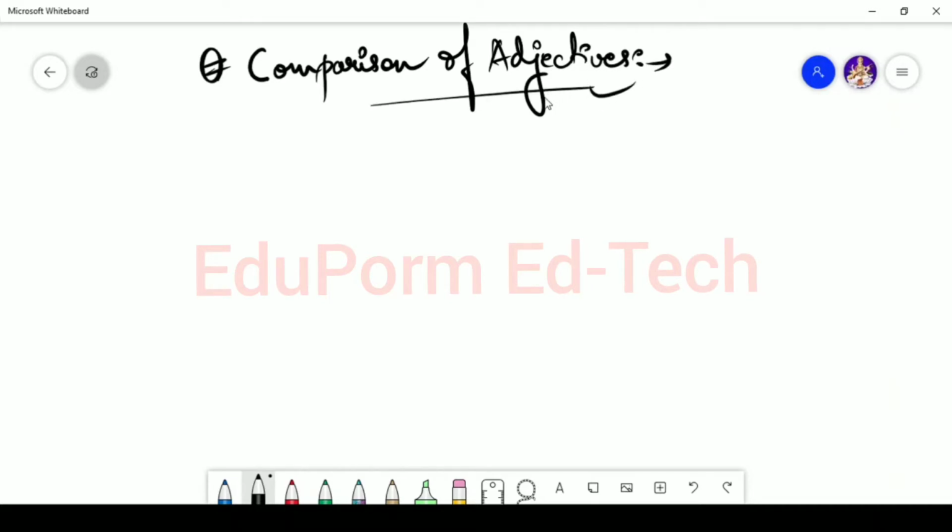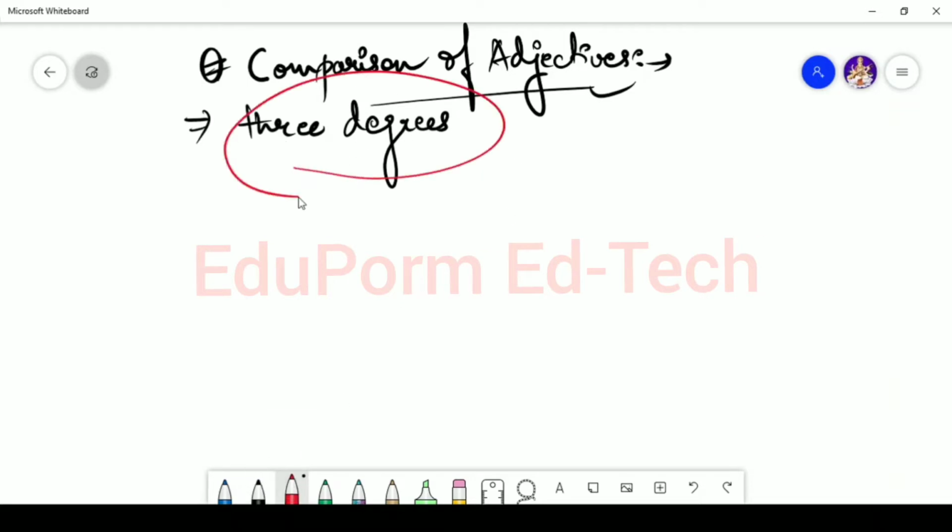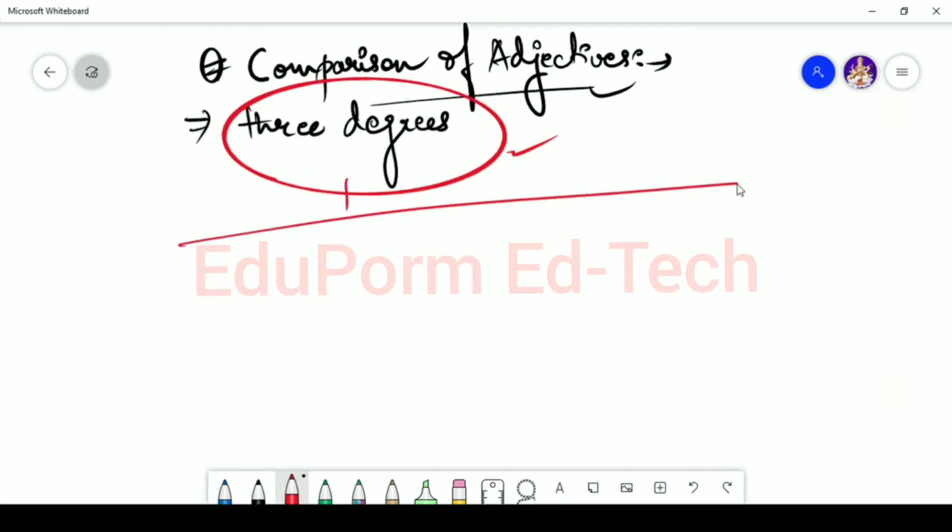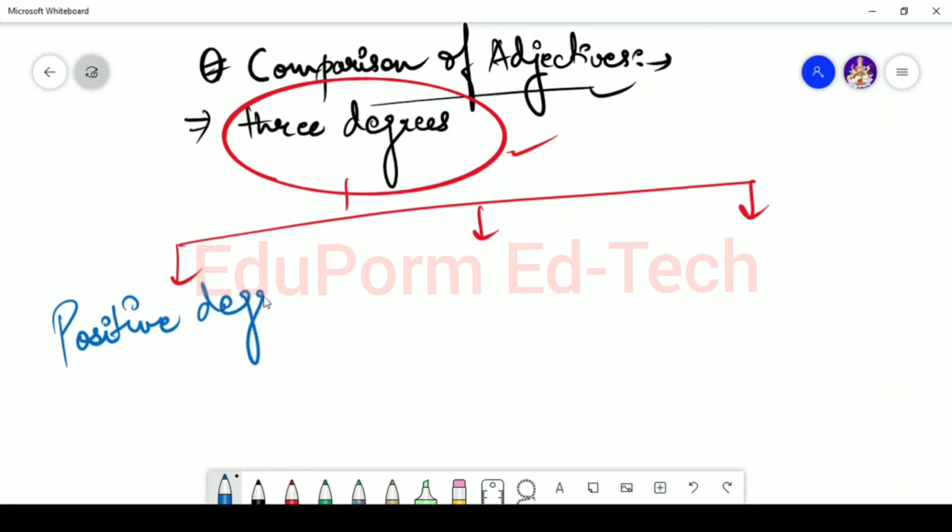Now adjectives have basically 3 degrees, okay? Whenever you are using any kind of adjective, those adjectives may have 3 kinds of degree. Now what are those 3 kinds? The first one is known as positive degree.